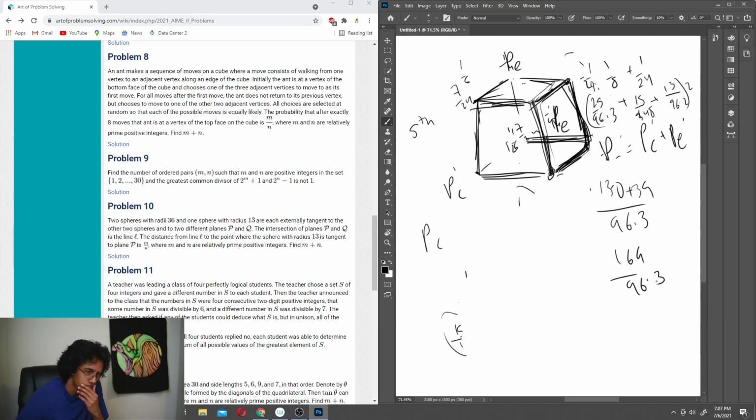169 is not divisible by 3, and doesn't seem like it's divisible by anything useful. So if we just simplify this, we get 96 times 3, 288, so 169 over 288. This seems kind of hard. I don't think this is right, actually. We might have to do it next time, but let's try it.